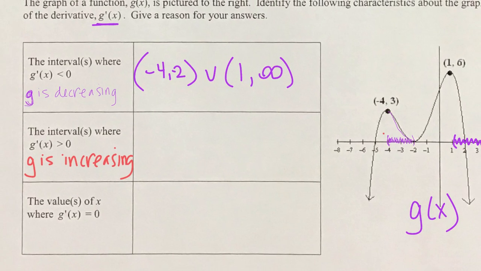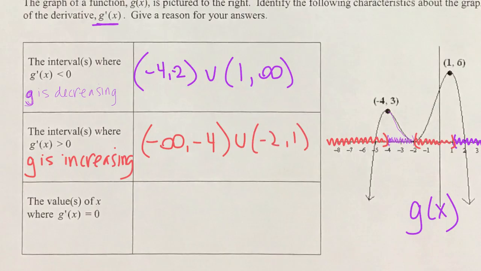So that happens from -infinity to -4. Right, where your derivative is positive means your graph is increasing in y value. And then again from -2 to 1. Right, we just know that the y values are going up. We don't know what they are. We just know that they are increasing.